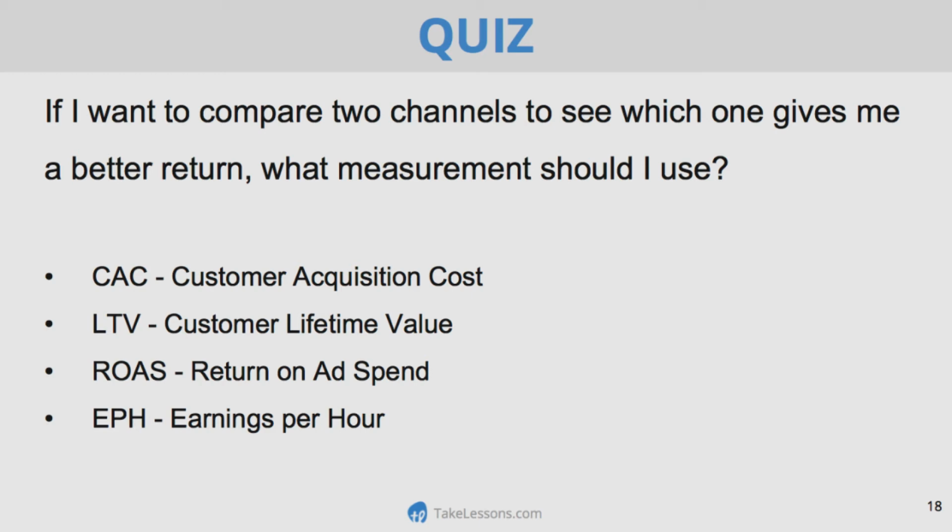That's right. All right, you ready for the answer? It is ROAS, Return on Ad Spend. Remember, ROAS measures the gross revenue generated for every dollar spent on advertising. And by looking at your ROAS for the 2 different channels, you can then compare them and see which one is generating more revenue for you.